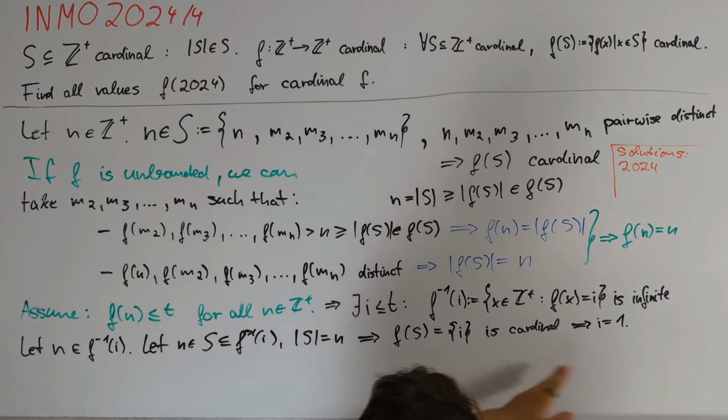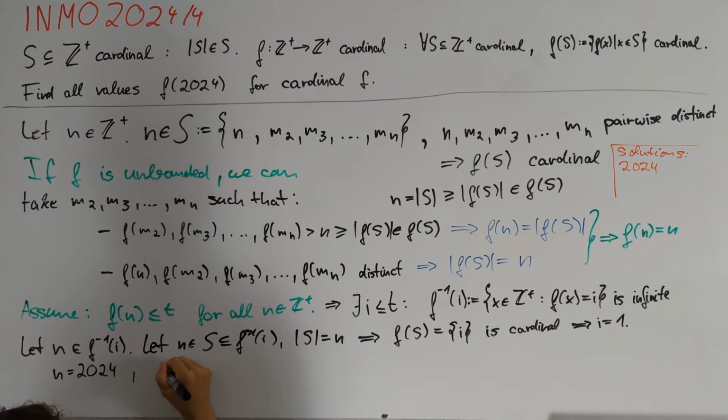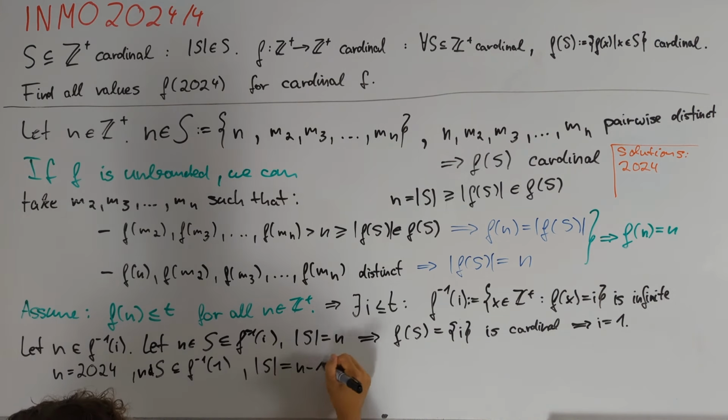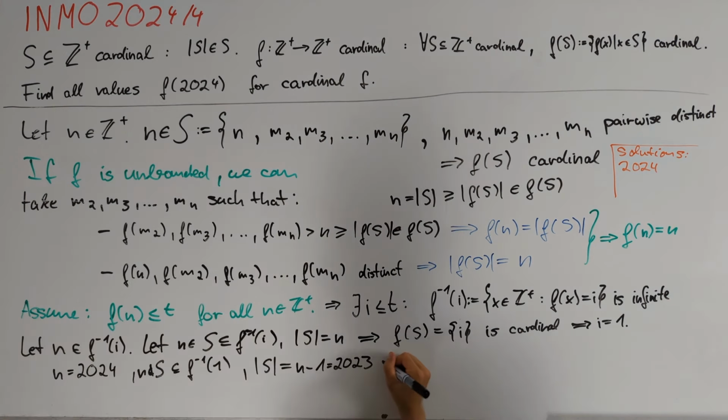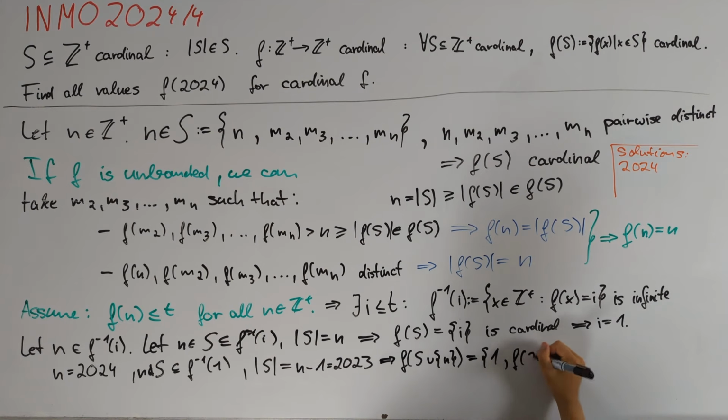We now almost repeat this approach, but instead of picking n from f inverse of i, we choose n equals 2024. And then we take a subset S of f inverse of 1, such that n is not an element of S, and the size of S equals n minus 1, or 2023. Therefore, the set f(S union {n}) is also cardinal, but we can just write down this set, namely it is the set consisting of 1 and f(n), or let me just write f(2024) here. Let's take a look at this set.